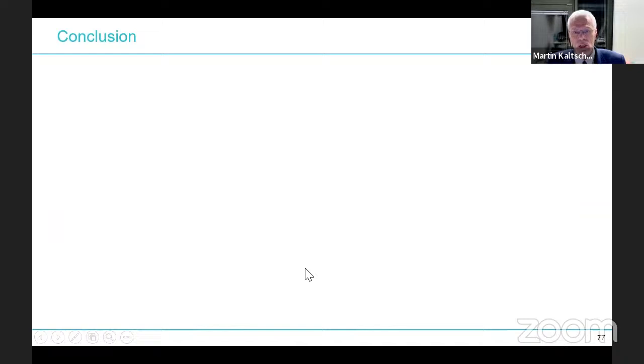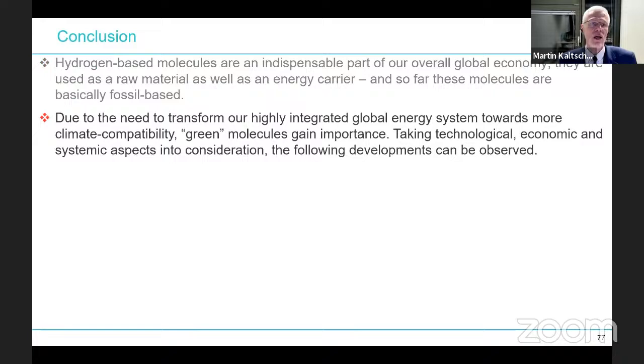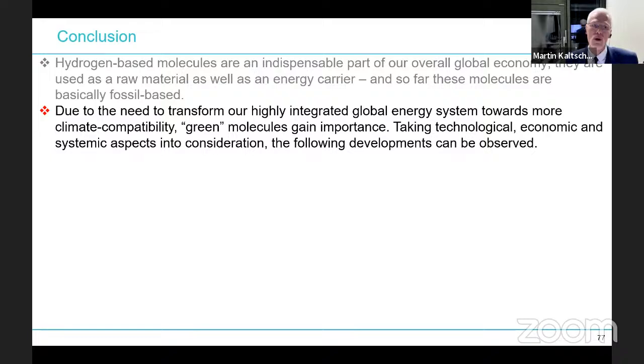And with this, I would like to come to an end for tonight, ladies and gentlemen, madame and monsieur. We have seen that hydrogen-based molecules are an indispensable part of our overall global economy, sorry for my bad German English. They are used as a raw material as well as an energy carrier. So far, these molecules are basically fossil-based. Due to the need to transform our highly integrated global energy system towards more climate compatibility, and I think this transformation is urgently needed if we take greenhouse gas issues seriously, green molecules have to gain importance. There's no way out.